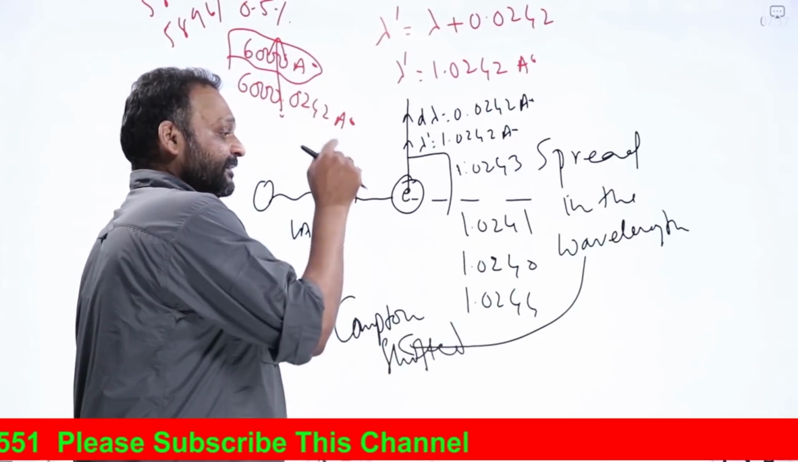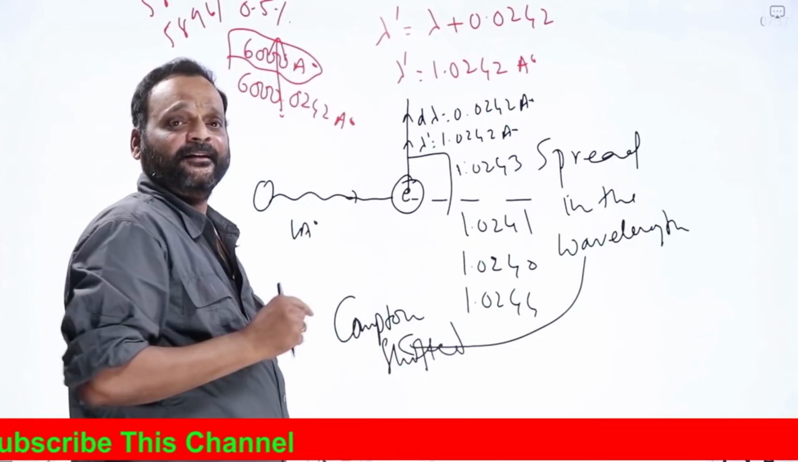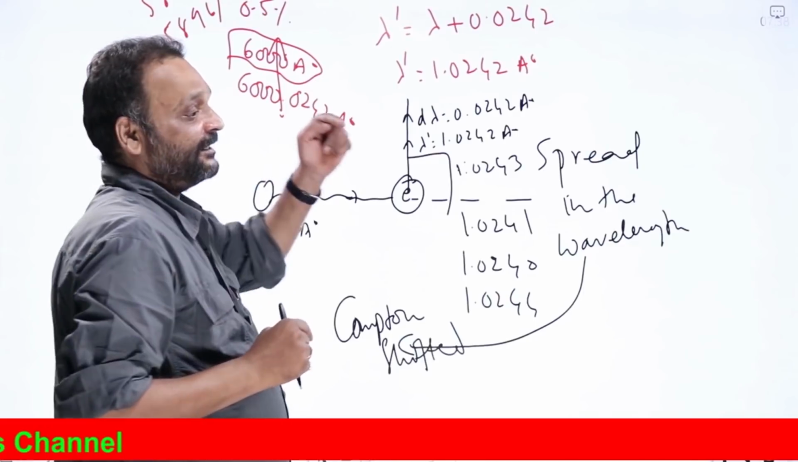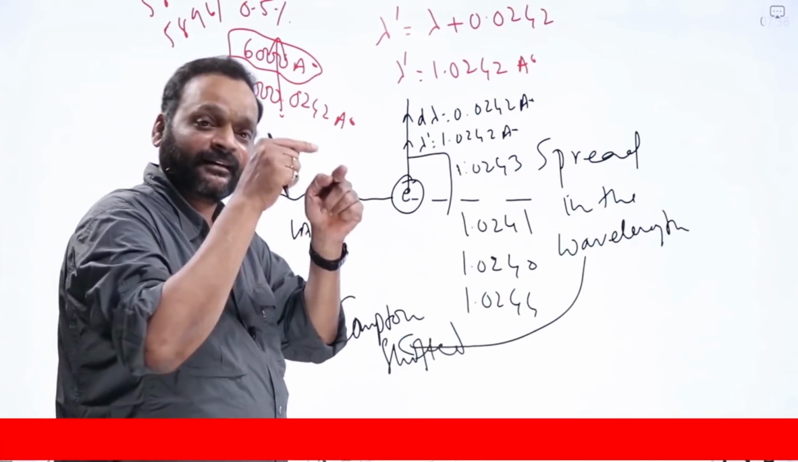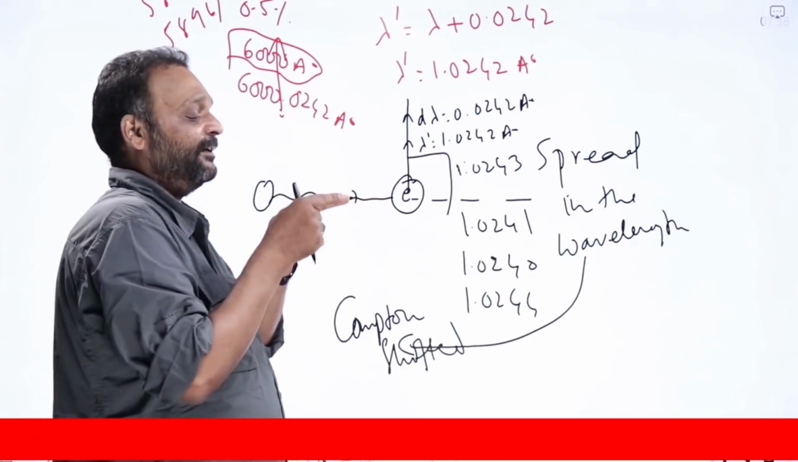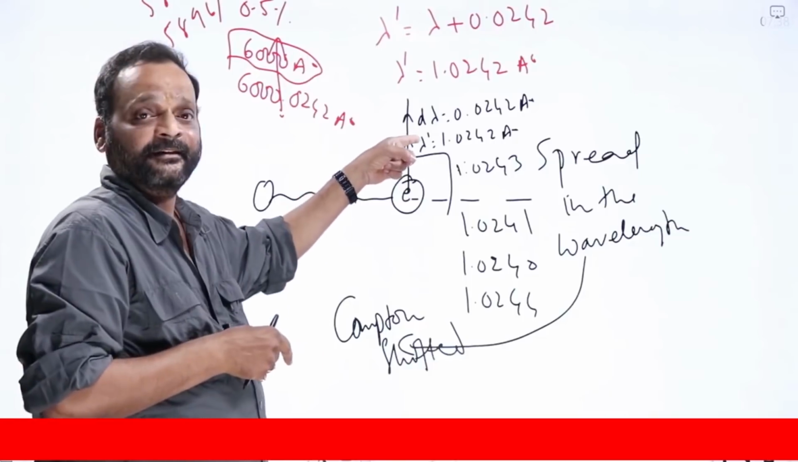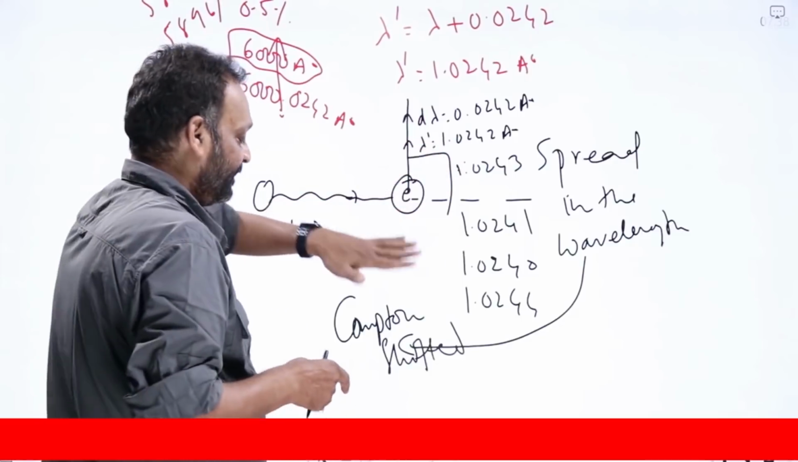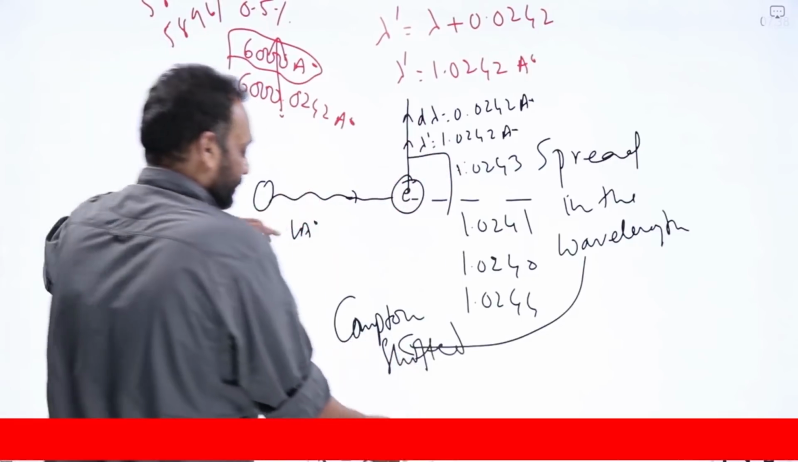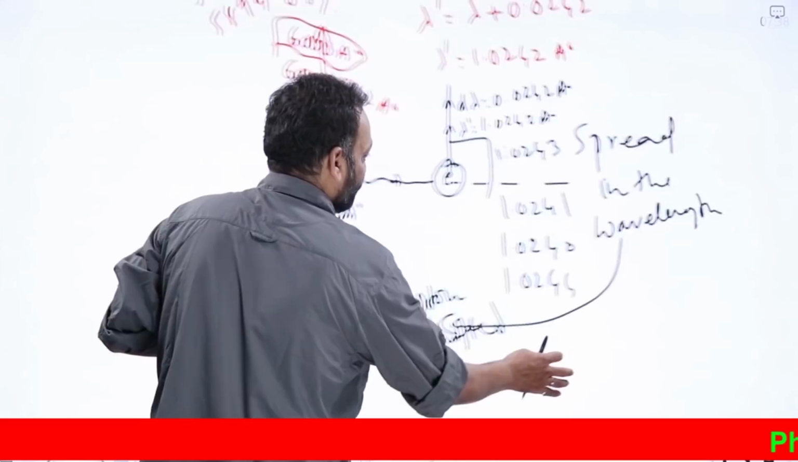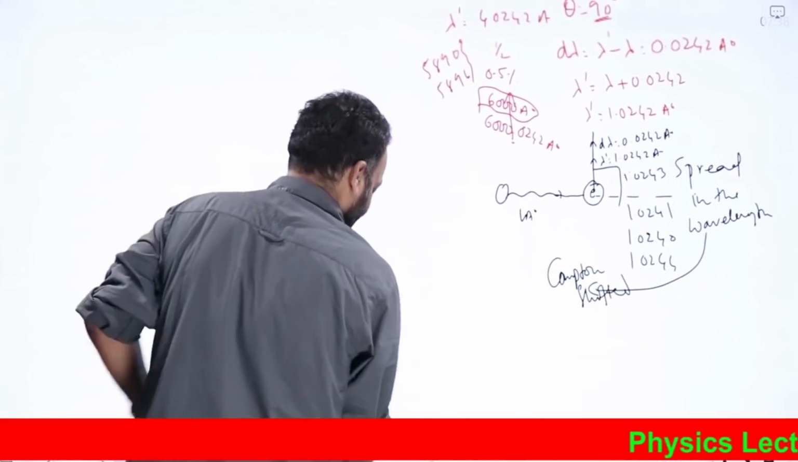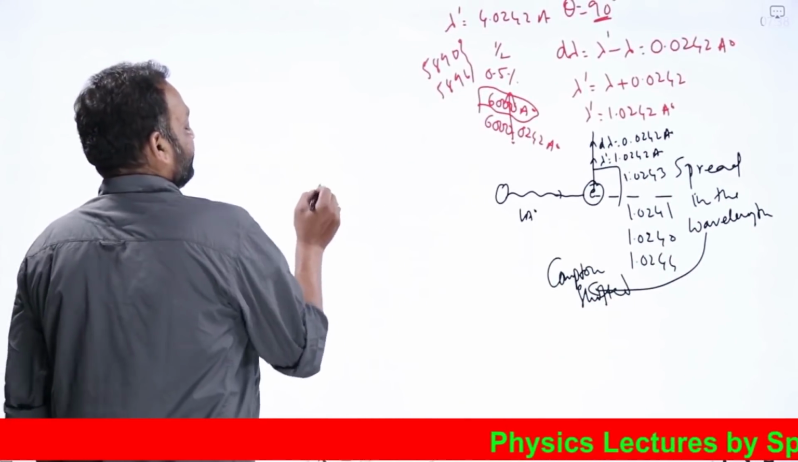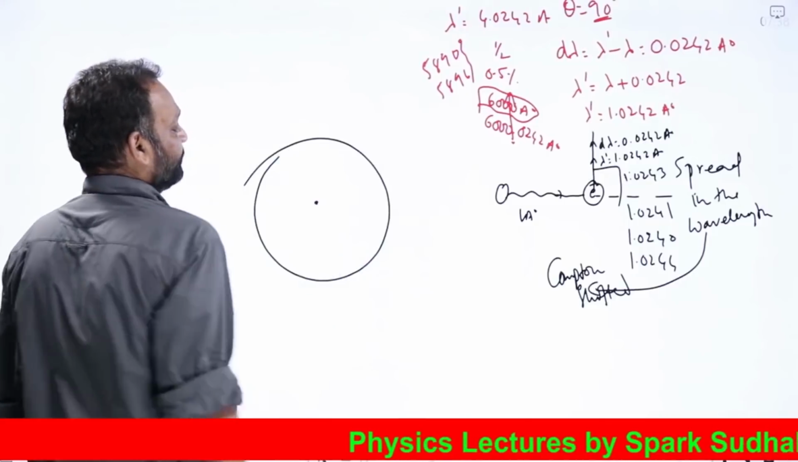The assumption made by Compton was that the target electron is at rest and is free. Why did he consider a free electron? He assumed that the target electron is at rest, but inside any atom, no electron will ever be at rest. Nucleus here, electrons will be revolving around the nucleus like this.